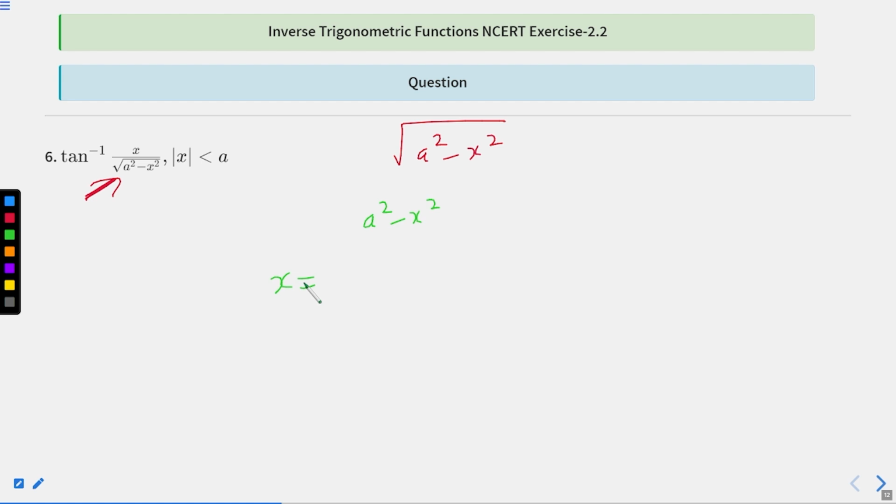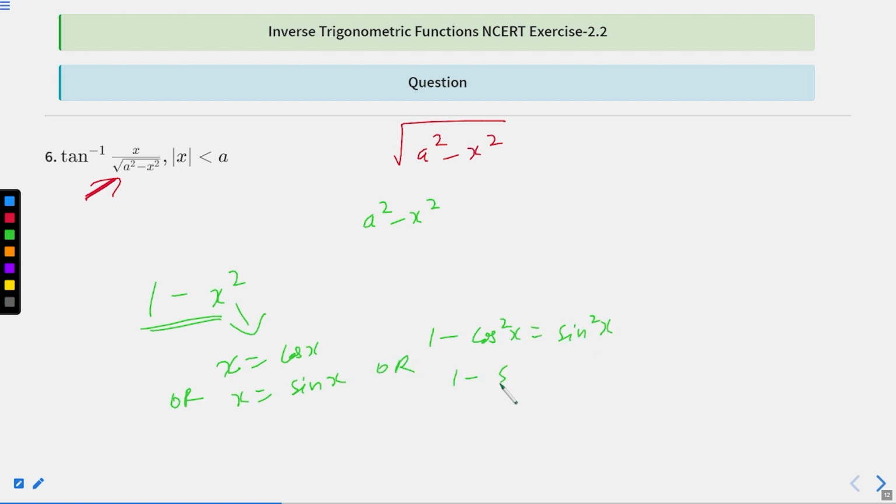So if you recall, if you are given 1 minus x square, then what can you think of? You either use x equals cos theta or x equals sin theta. Why? Because we know that 1 minus cos square x is sin square x, or 1 minus sin square x is cos square x. So if you have this case, then you can use this. What if you have this case, just in place of 1 you have some number a square?